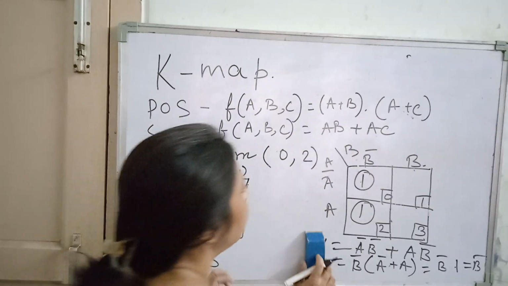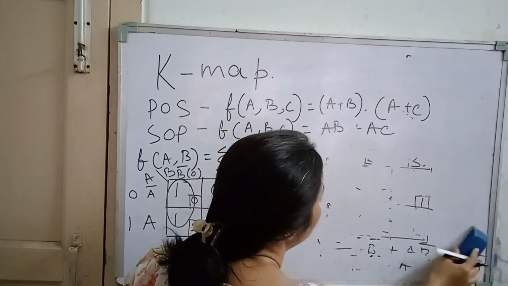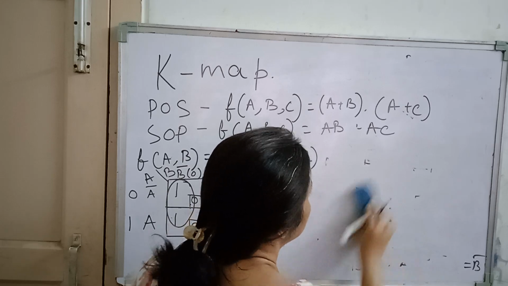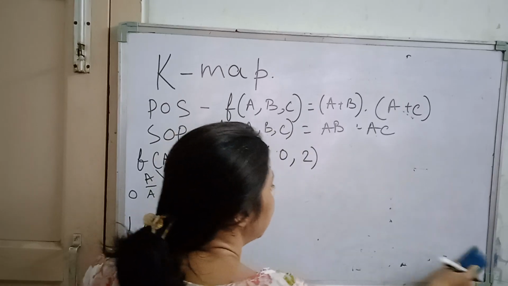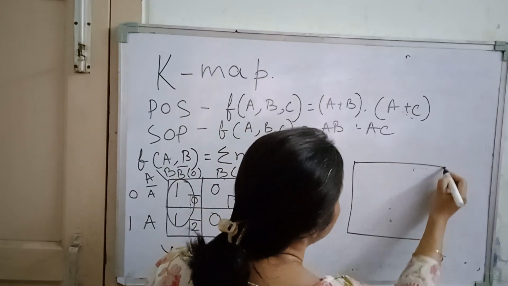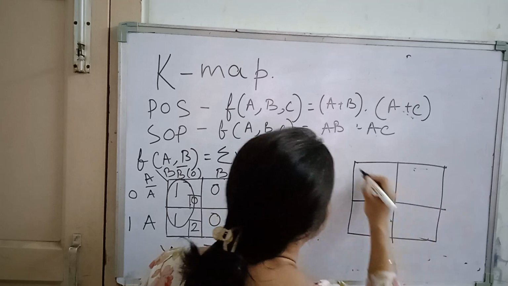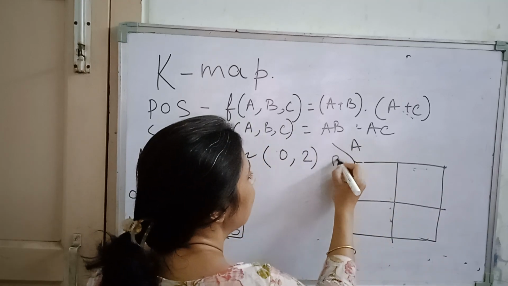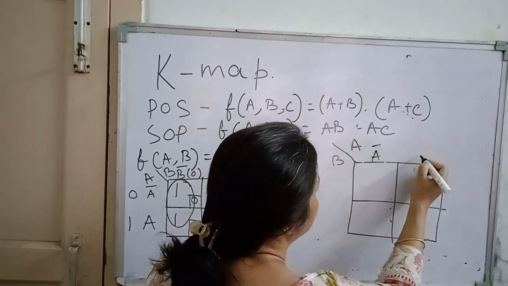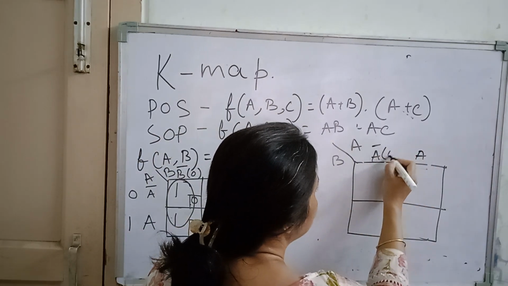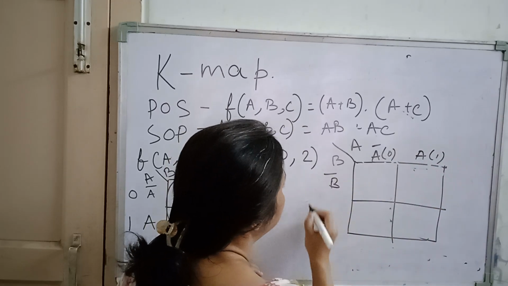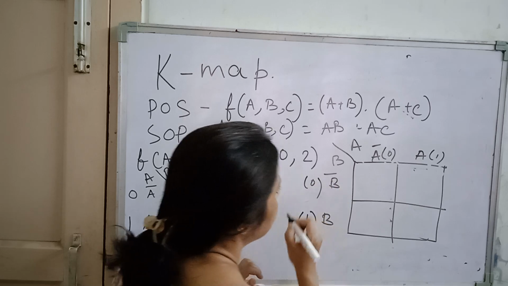Now with a simple example, I will show you if I put MSB in column, then how it will change. Suppose I am putting my MSB A in column here and LSB B in rows, right? So how it will change? See, the first column will be A bar, second column will be A, that means 0 and 1. The first row will be B bar, second row will be B, that means 0 and 1.